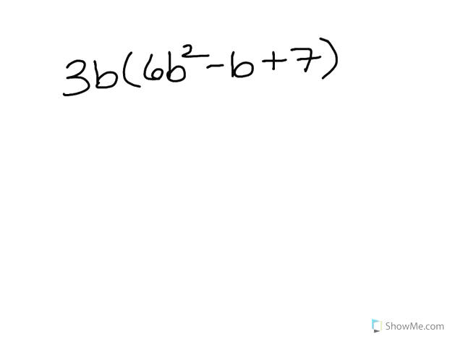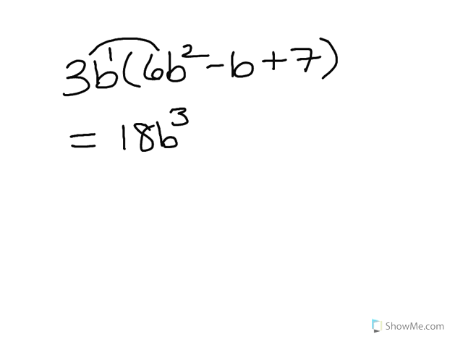So let's apply that same line of reasoning and methodology to a more complicated problem. Here, as I've said, we're supposed to be using the distributive property to make sure each addend inside the parentheses is multiplied by 3b. Well, what is 3b times 6b squared? 3 times 6 is 18, and b times b squared, b is actually b to the first. B to the first times b squared is b cubed. Remember that when you multiply powers of the same base, you simply add the exponents.